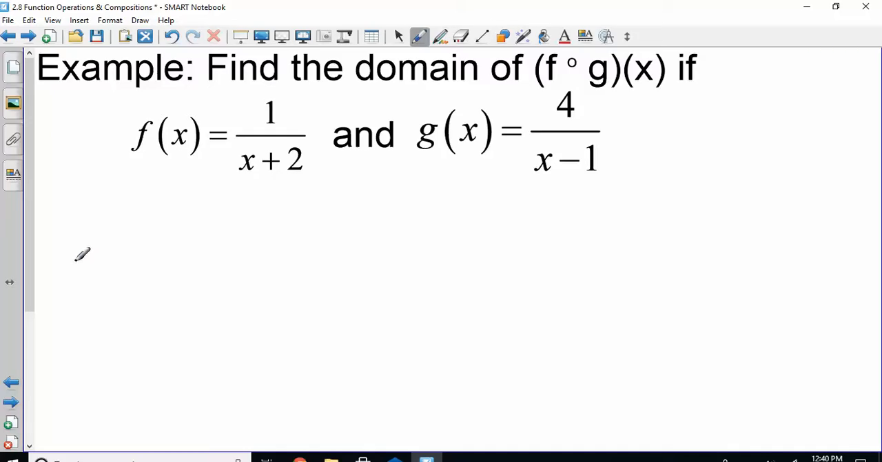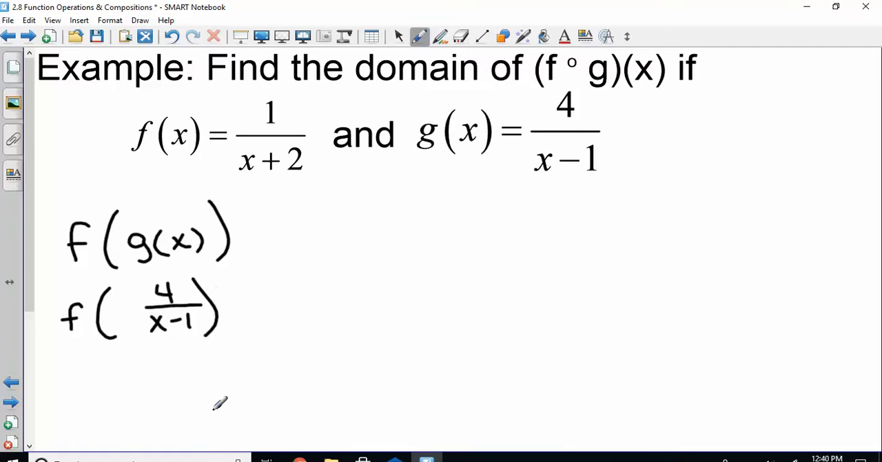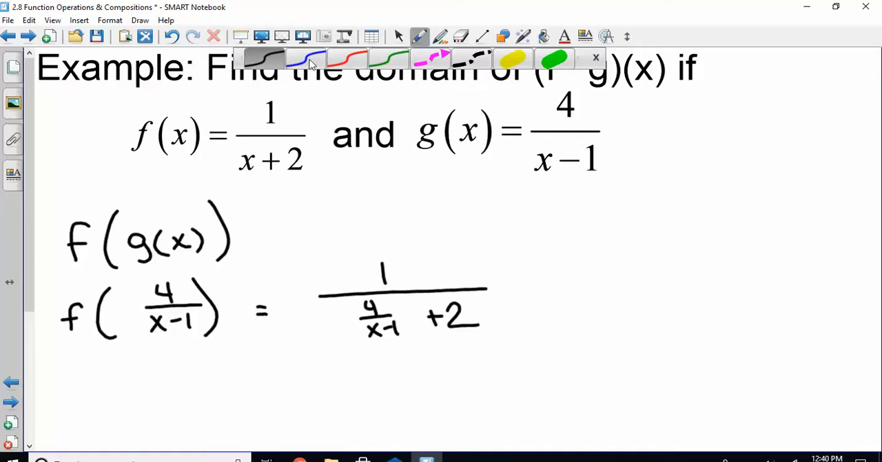Let's talk about the composition first. f composed with g, so that means f of g of x. g of x is 4 over x minus 1. I have to plug that into f. So I'm replacing the x with 4 over x minus 1. Is it proper notation to leave a fraction in a fraction? No. So there are different ways of getting rid of this.